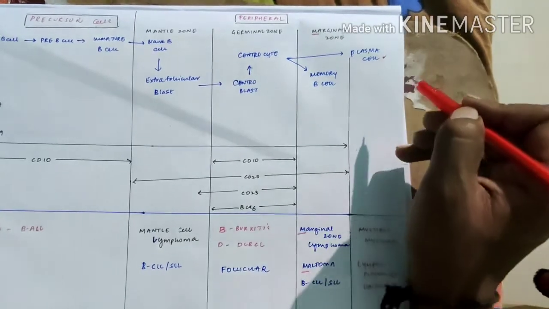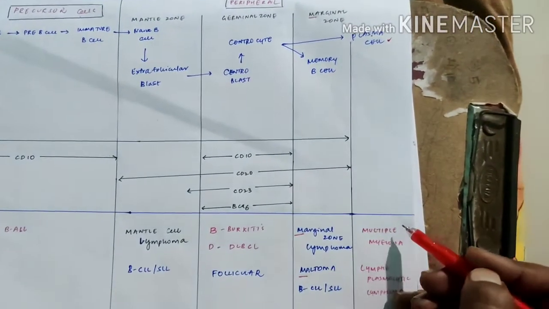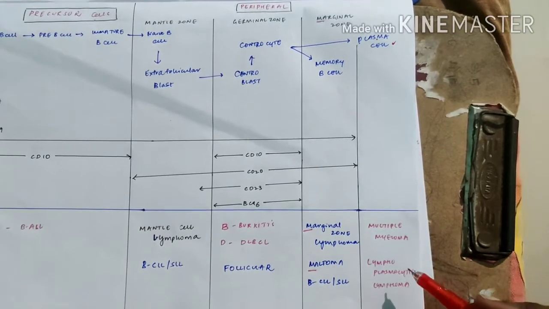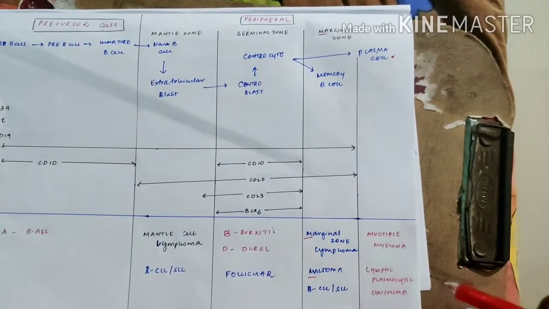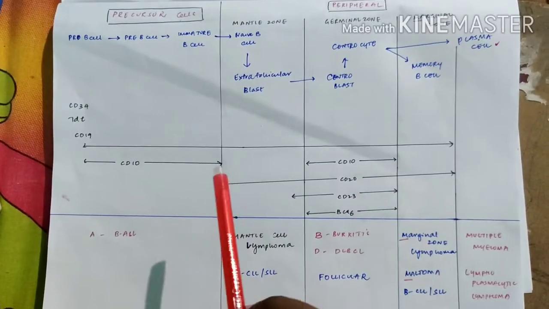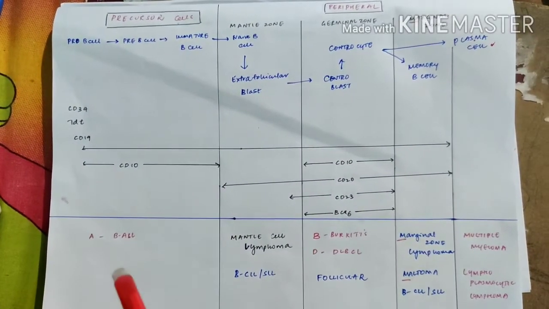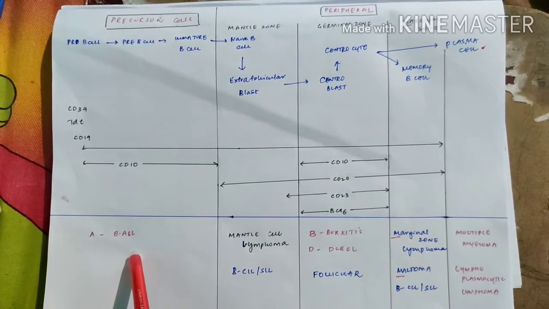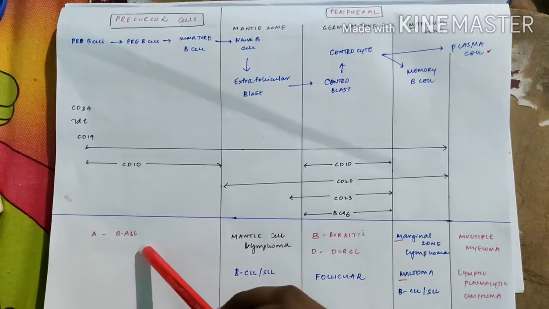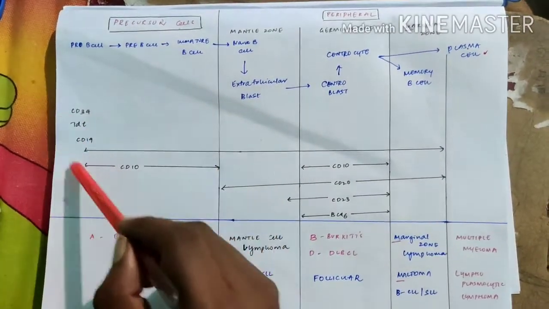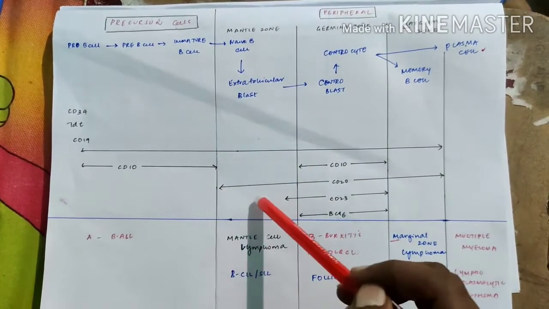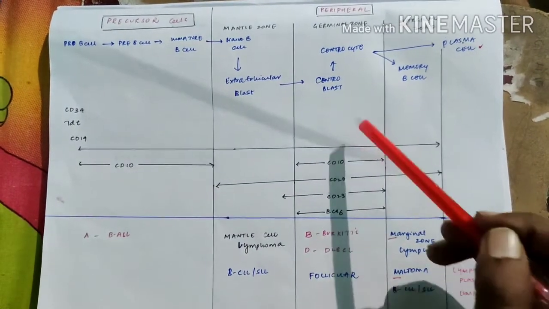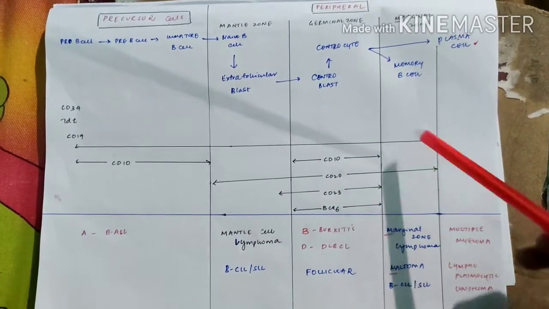If the plasma cells proliferate, what is that? That is nothing but multiple myeloma and lymphoplasmacytic lymphoma. Plasma cells proliferate in these cancers. The whole thing I want to tell you is these cancers will express the CD markers of these zones: B-ALL expresses these markers, mantle and B-CLL-SLL express these markers, they express these markers. That's it.